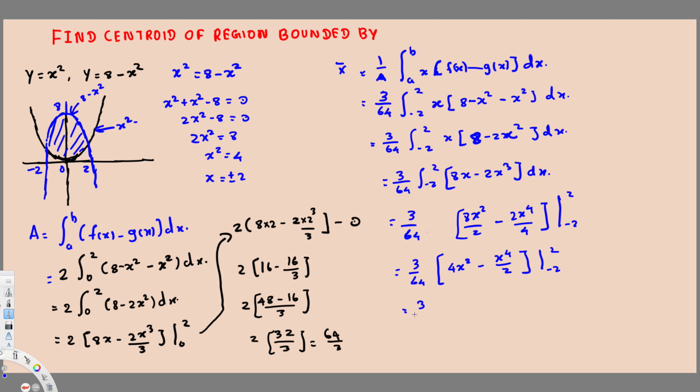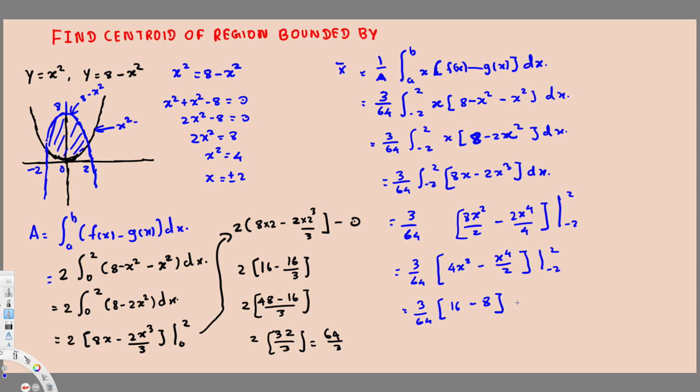So 3 over 64, and here we are going to have 4 times 2 square. 2 square is 4, so that's going to be 16. 4 times 4 is 16, minus 2 power 4 is 16, so 16 divided by 2, that's going to be 8. So let's put 8 right here.